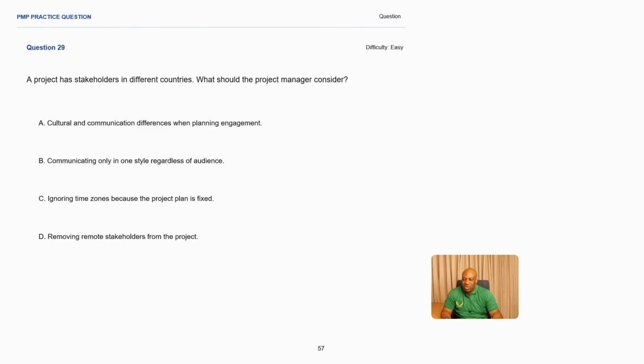Practice question number 29. A project has stakeholders in different countries. What should the project manager consider? The difficulty here is very easy. What is our problem statement? There are so many stakeholders in different countries. So let's go through the answers so that we see what to consider here.